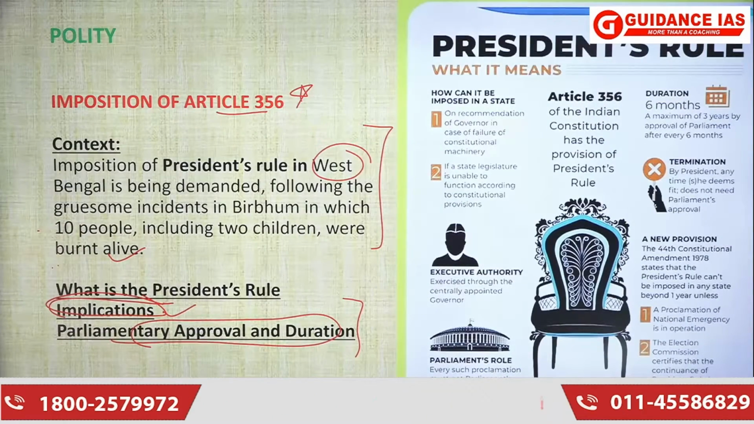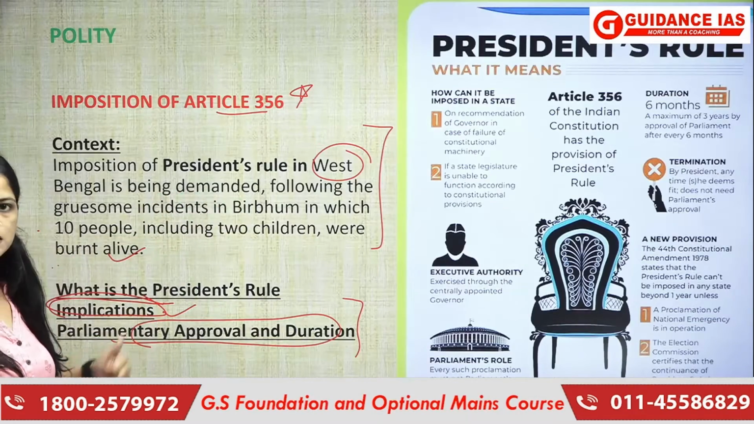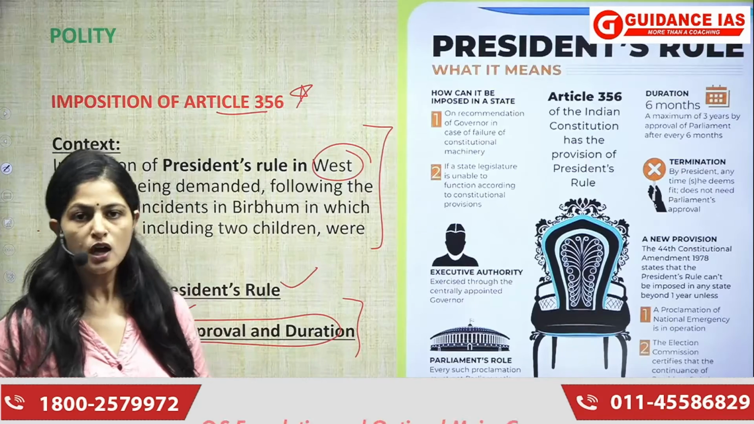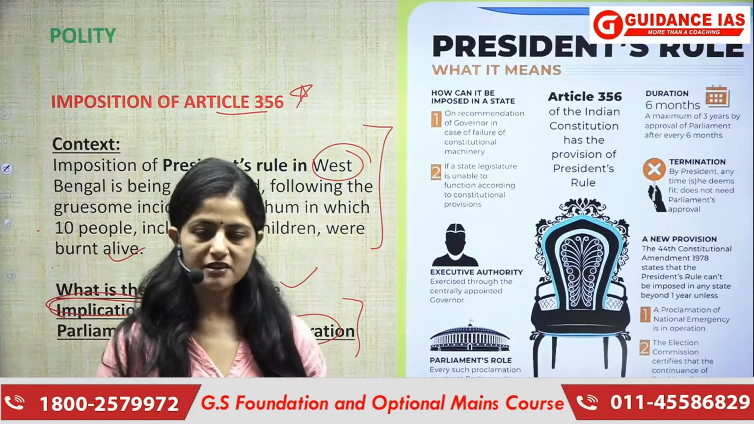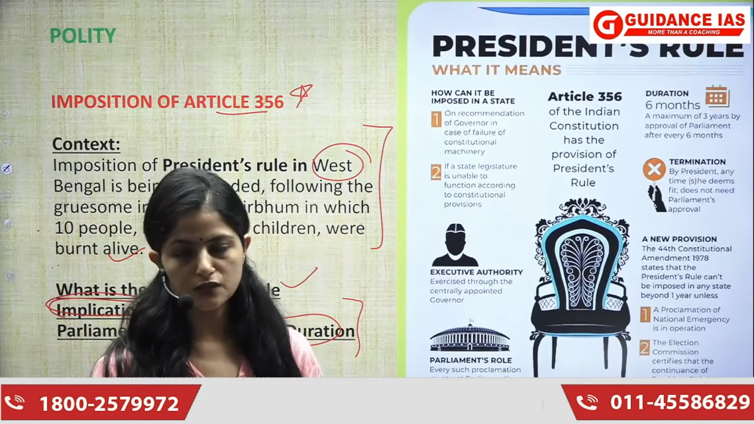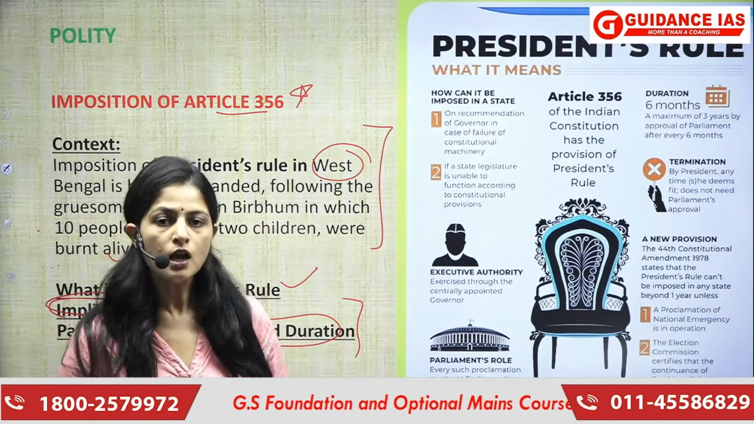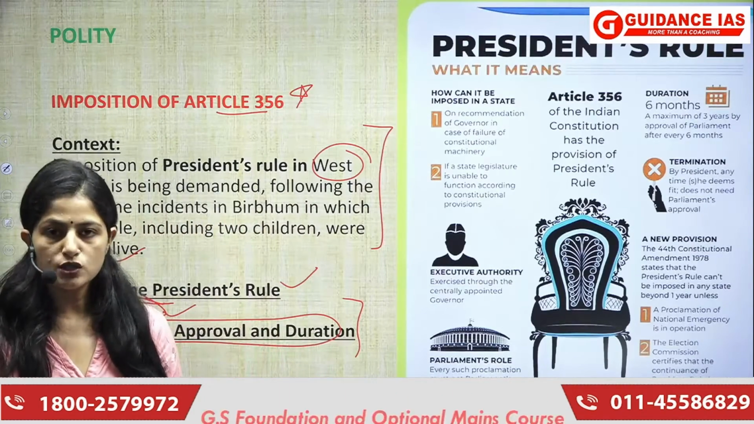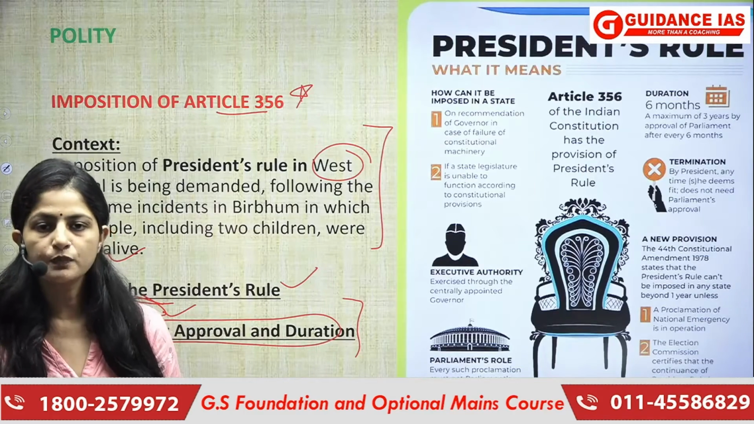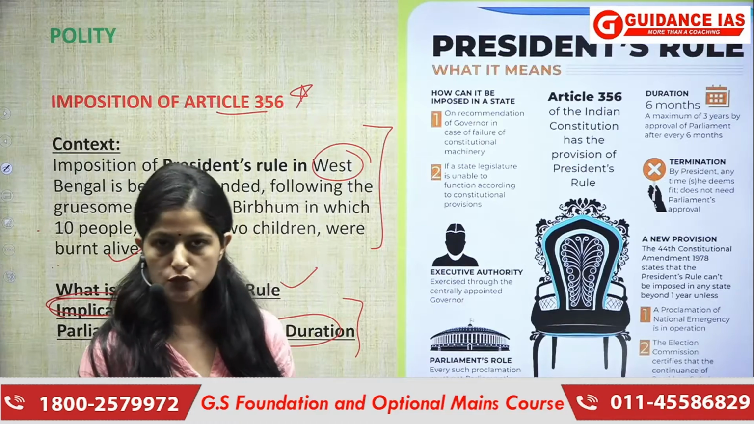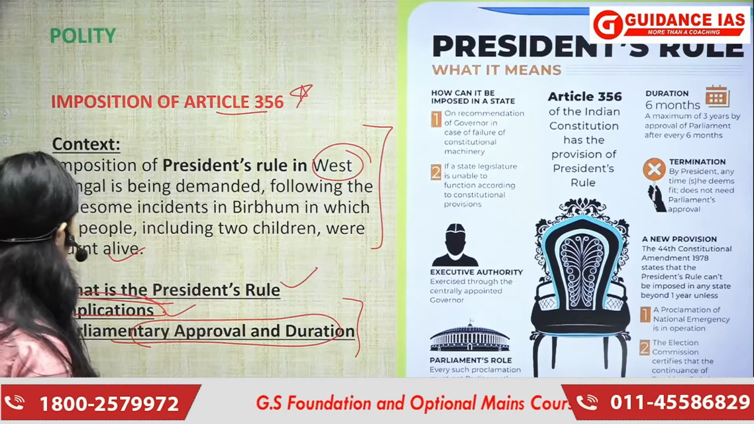The context is clear. Things happened in West Bengal. That is why we needed it. What is president's rule, and not just president's rule, I also told you a little bit briefly about all the types. Article 352 also we had discussed, then 356, and then financial emergency also we had discussed. We had also discussed the implications, and finally the kind of approvals it needed, and what is the exact duration of this type of emergency.